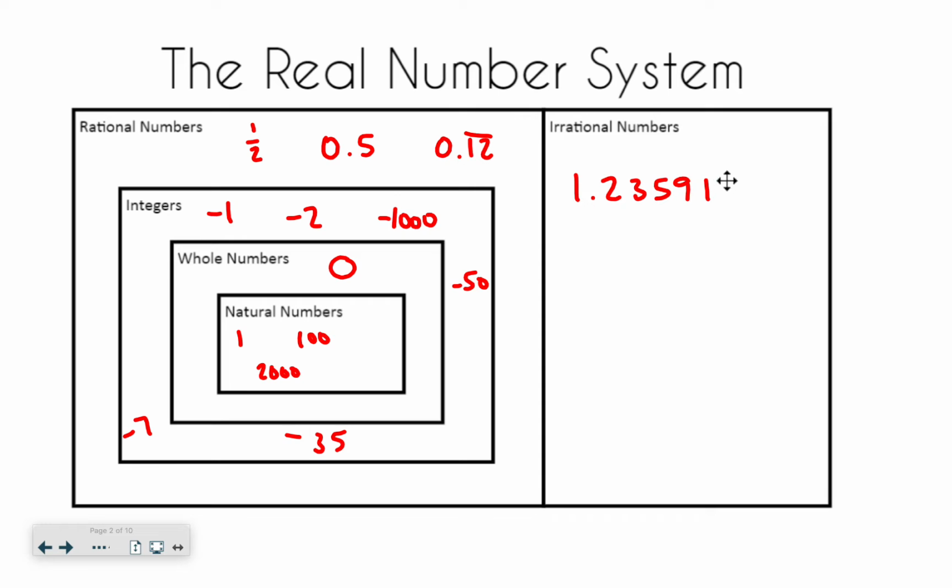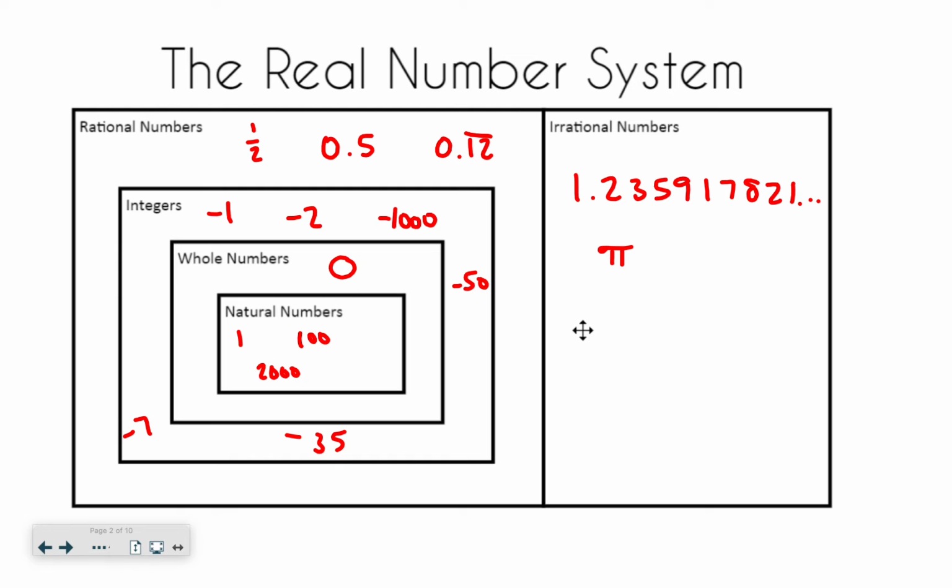So if we were to have something that was just random like this and it kept going on and it doesn't have any repeating, that's called an irrational number. A really common one that you guys are used to is the number pi. It's 3.141592653, and it keeps going, right? It doesn't repeat, it doesn't end. So those are two examples of irrational numbers.